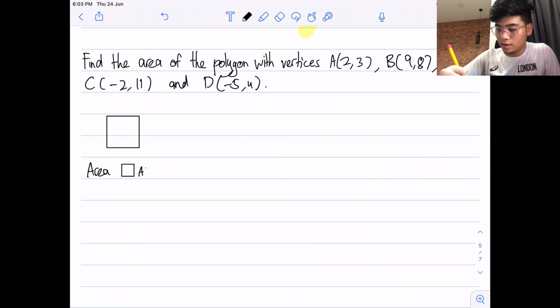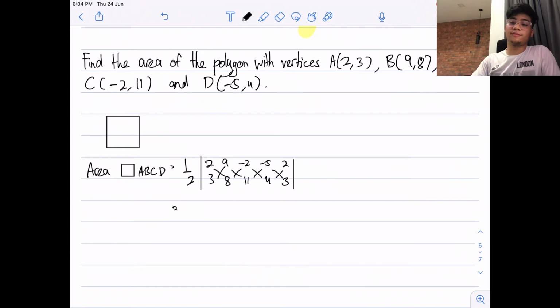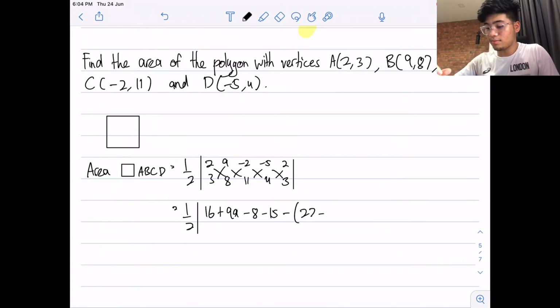Area of square A, B, C, D will equal 1 over 2 modulus, and then let's start from A, right? 2, 3, then B, 9, 8, then C, -2, 11, and then D, -5, 4, and then back to 2, 3. Alright? I always like to write my crosses so I know which one's going to multiply by what. If not, it's going to look quite messy. But over here, we're going to get our 1 over 2, and it's going to be 16 plus 99 minus 8 minus 15, and then it's going to be minus bracket 27 minus 16 minus 55 plus 8.